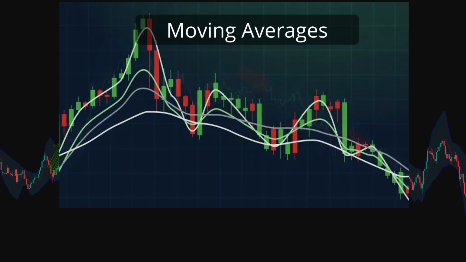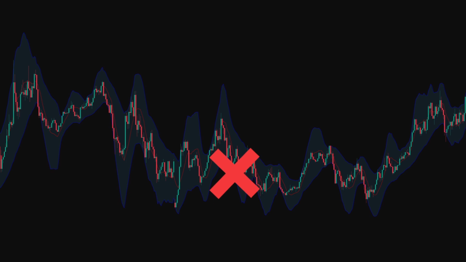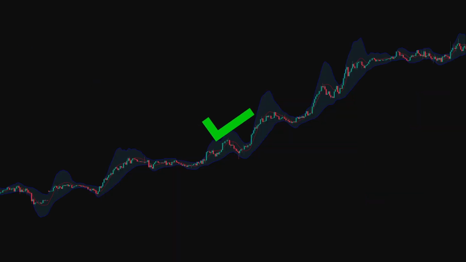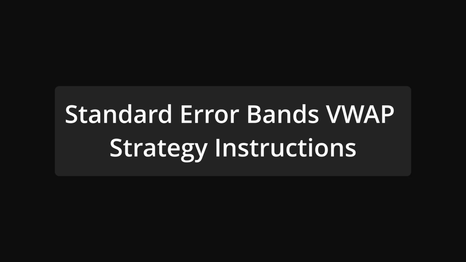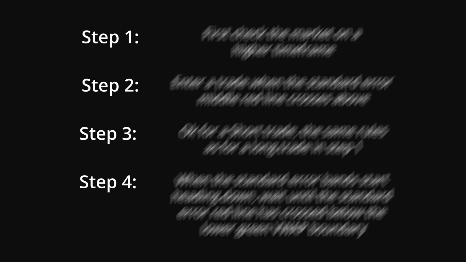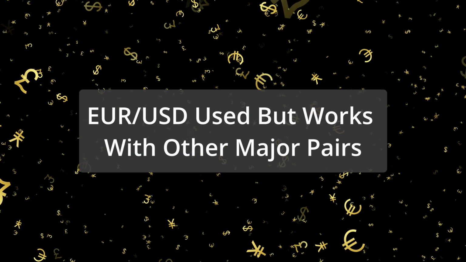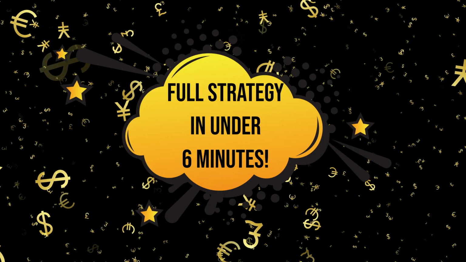Unlike simple moving averages or Bollinger Bands, this indicator incorporates the concept of standard error, a statistical measure that also shows how closely prices follow the predicted trend line. So when the price is in an up or down trend, if the bands stay relatively close, this is a good sign for continuation. Okay, so with this strategy I will outline a full set of instructions on how to use it in easy steps. It works across the major currency pairs, but I've used Euro-USD for the backtest and trade setup shown here.